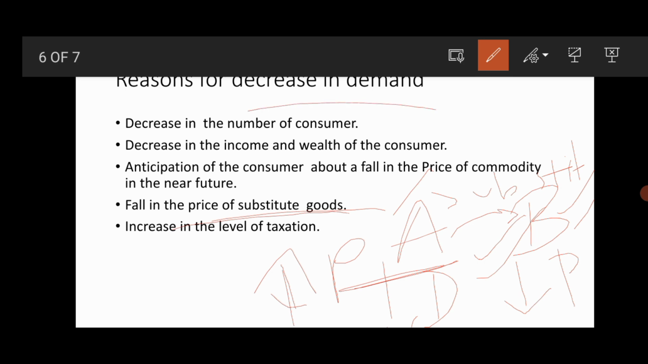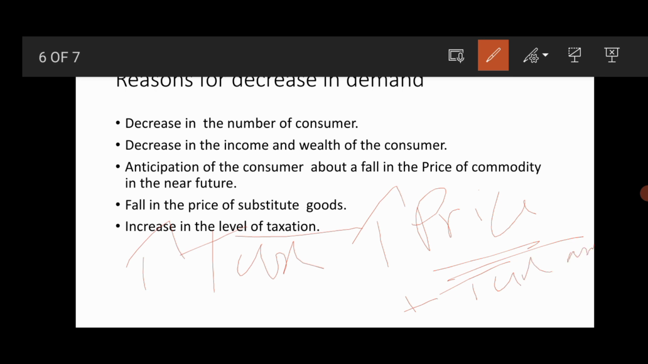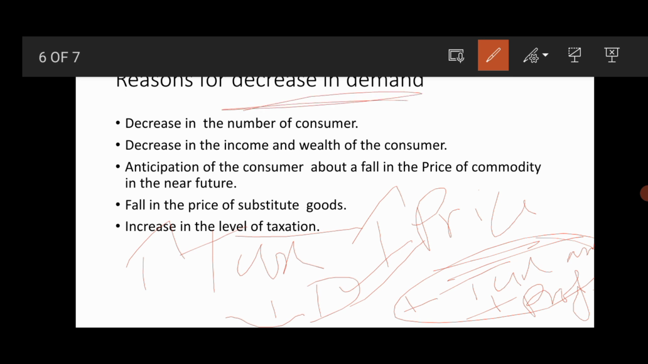And another reason is increase in the level of taxation. When high tax is charged, there will be a high price of the commodity, because the price of a commodity includes the tax amount and the profit percentage. Because of that reason, price has increased. When price is more, there is less demand for that product. So this is also one of the reasons for decrease in demand.